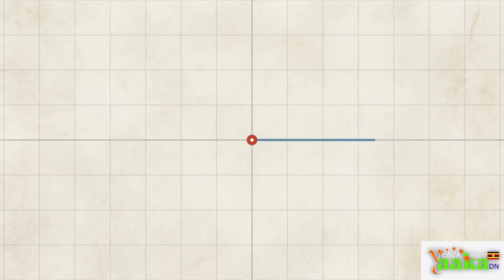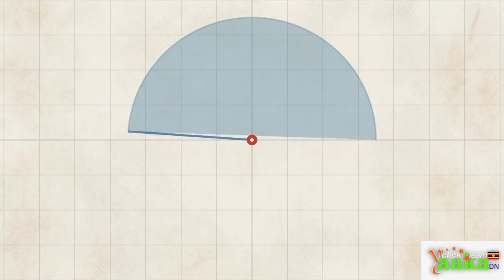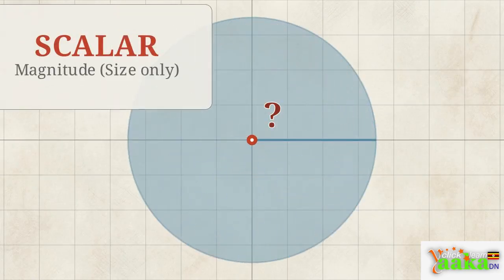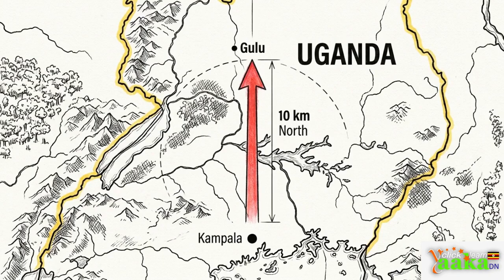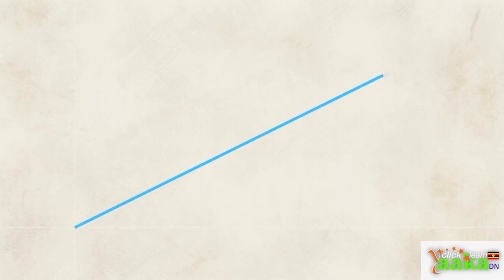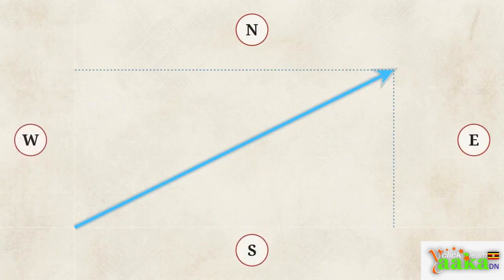If you tell a traveler to walk 10 kilometers, you've given them a distance, but they still don't know where to go. That measurement is a scalar, a quantity that only has a size or magnitude. To get them to their actual destination, you have to add a specific direction, say 10 kilometers north, towards Gulu. When you combine that size with a direction, you have a vector. Adding that direction transforms a basic measurement into a precise set of mathematical instructions for navigation.